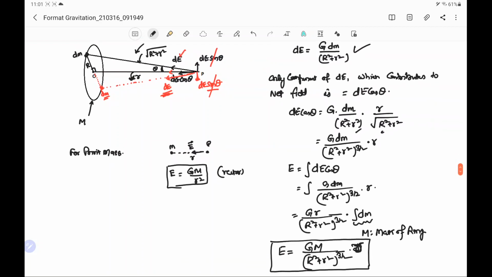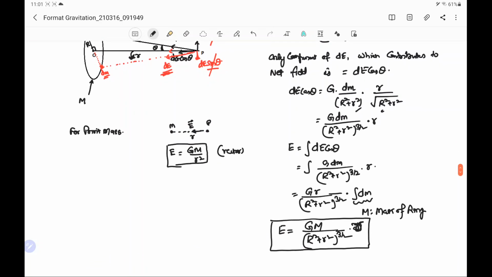Now we have said that it is a vector quantity, so the direction will be towards the center of the ring.